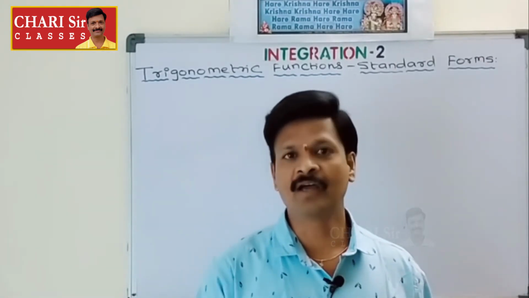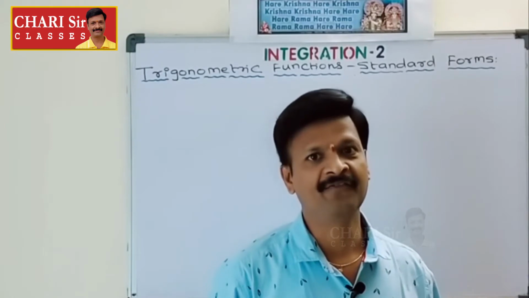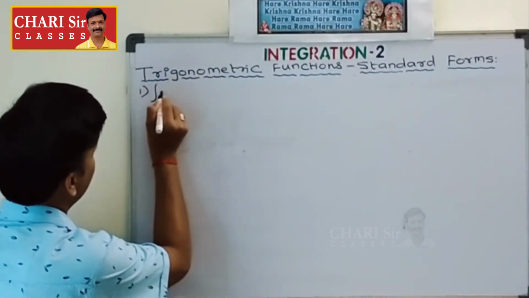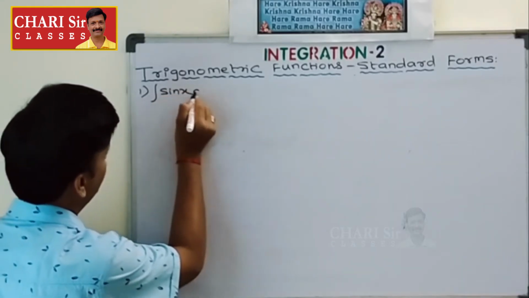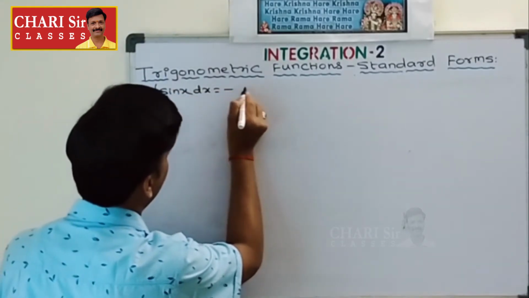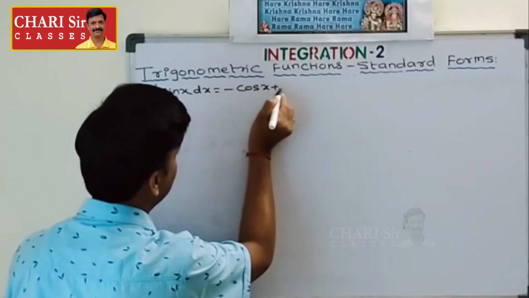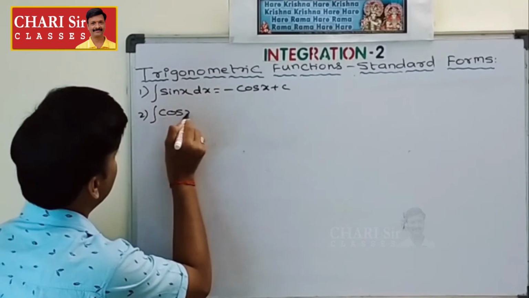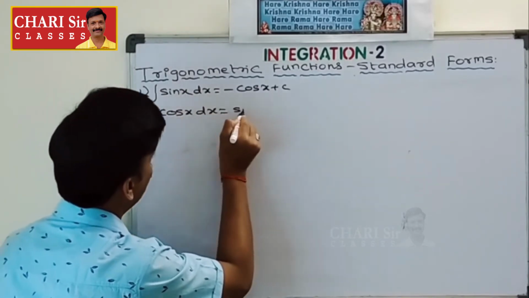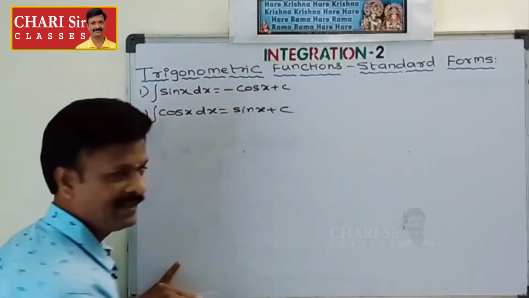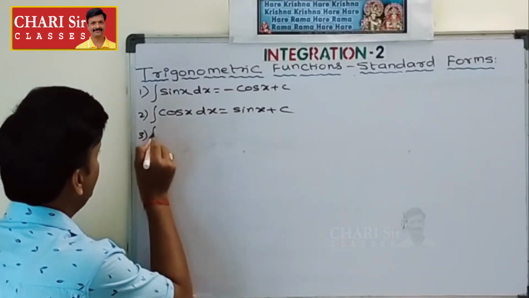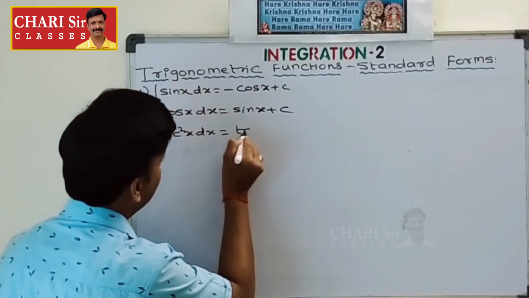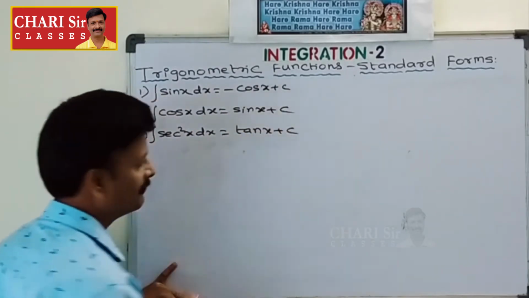First we list out all the standard forms of trigonometric functions. Number 1, integration of sin x dx is equal to minus cos x plus c. Next, the second one, integration of cos x dx is equal to sin x plus c. And the third one, integration of secant square x dx is tan x plus c.